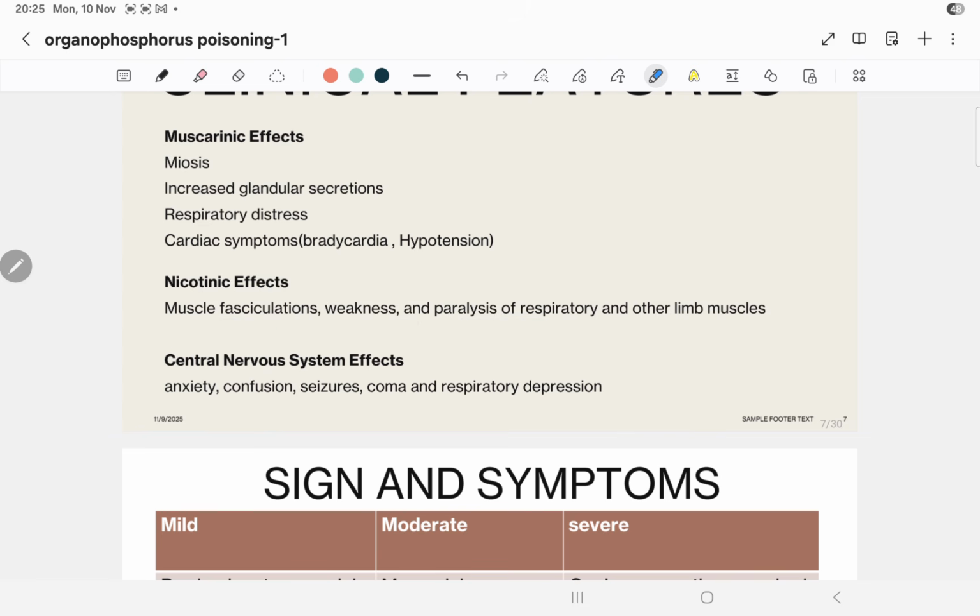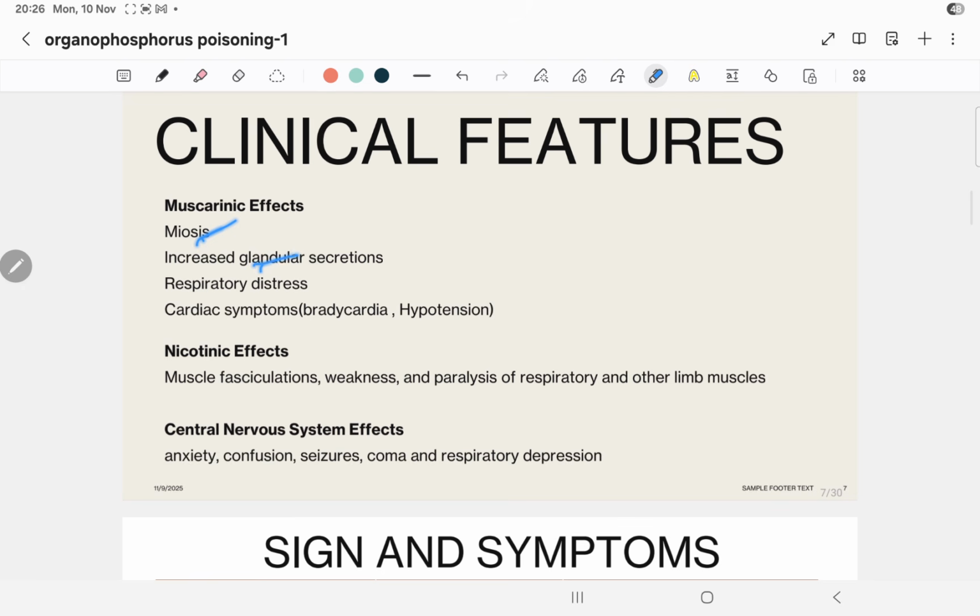As I said before, there will be a lot of acetylcholine at the neuromuscular junction, so it will keep stimulating the postsynaptic membrane. Muscles will be stimulated again and again, so that is why there will be fasciculation. And if the muscle is getting stimulated again and again, it will be fatigued, so there will be weakness. And in the late stages, there will be paralysis of respiratory muscles as well. So OP poisoning is a life-threatening emergency due to this. Muscarinic effects: miosis, increased glandular secretion, respiratory distress and cardiac symptoms.